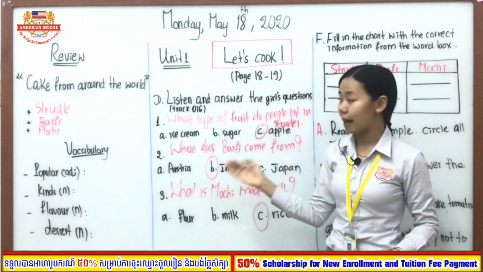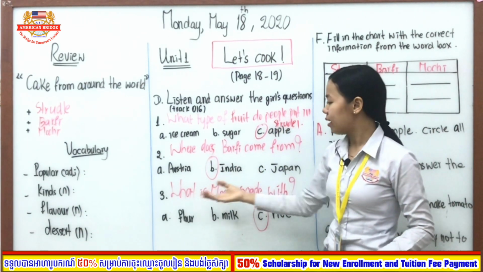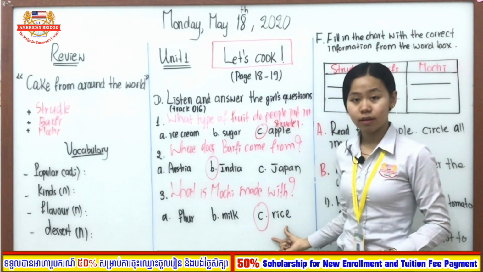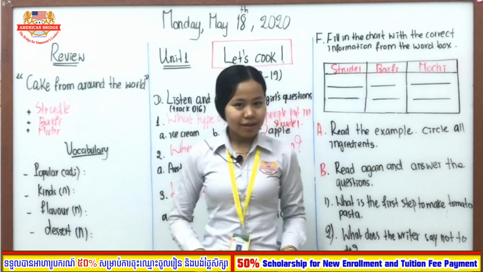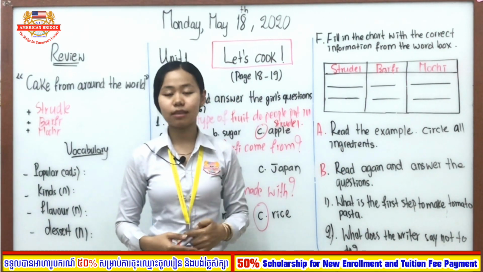And the answer is apple. Where does barfi come from? It comes from India. And what is mochi made with? It's made with rice. Okay, so now we move on to another section, section F.